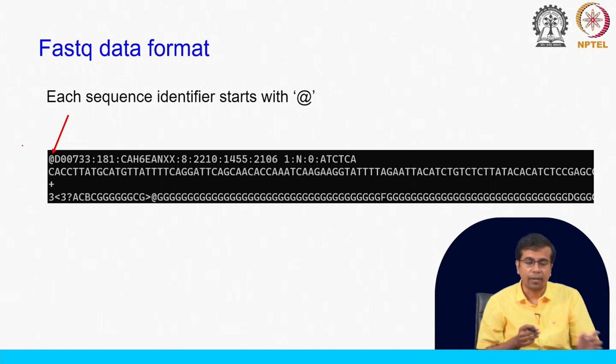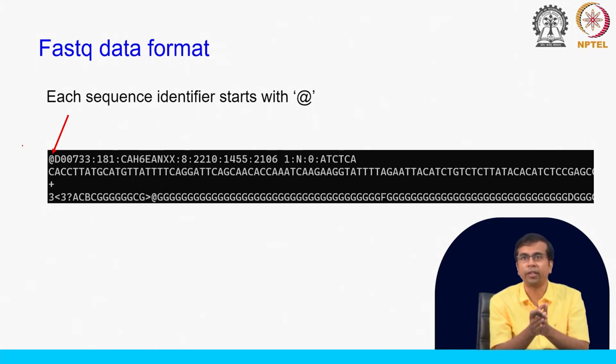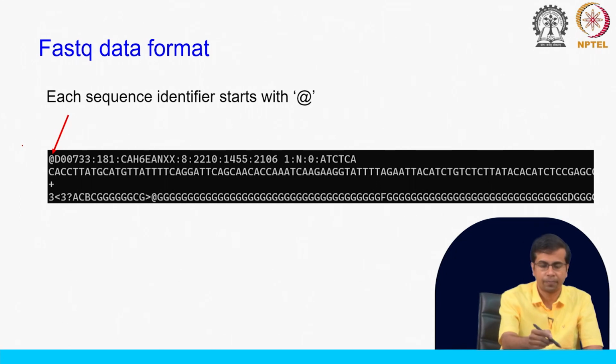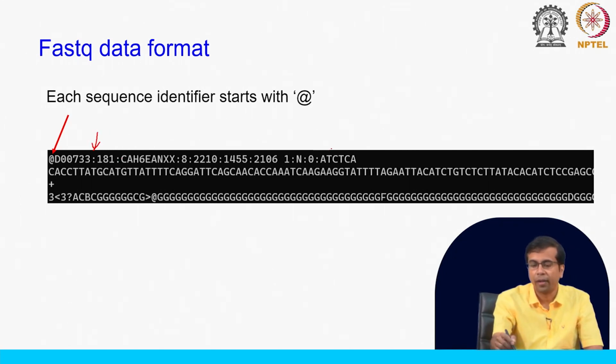Now, let us look at the header line. Last time I mentioned this is the header line, which contains some information, and each header line starts with the @ sign. But what about the other fields that are there? You will notice there are multiple fields separated by colons, then a space, followed by some more information separated by colons. We will go one by one and discuss what this information actually is.